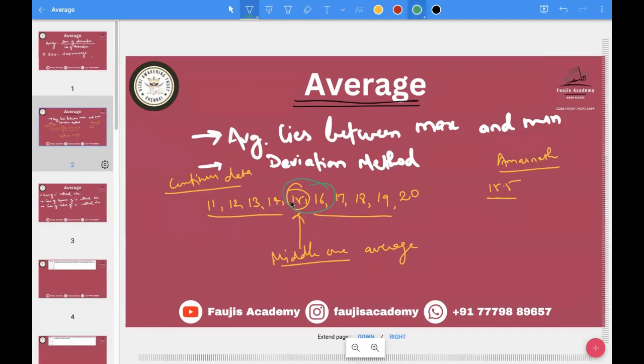Since it's an even number of observations we have taken, there is no one particular middle as we had in odd number of observations. So over here, the average of these two numbers, 15 and 16, which eventually will be 15.5, this will be your average. Right.